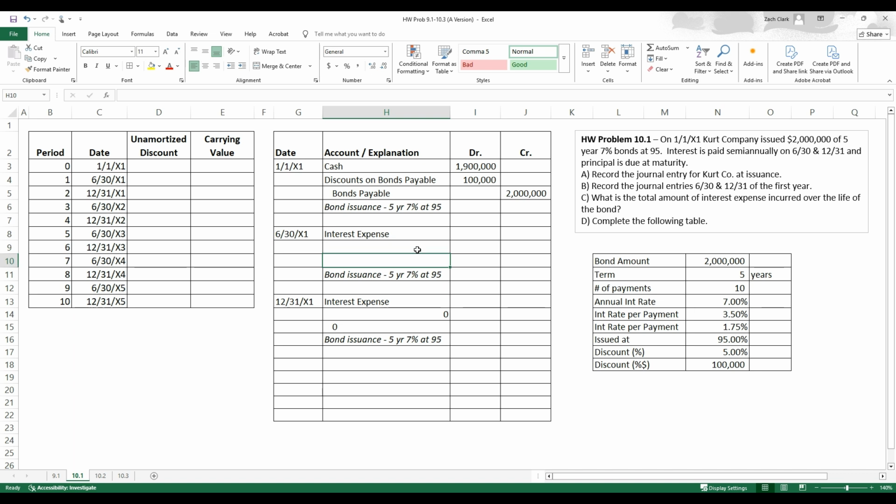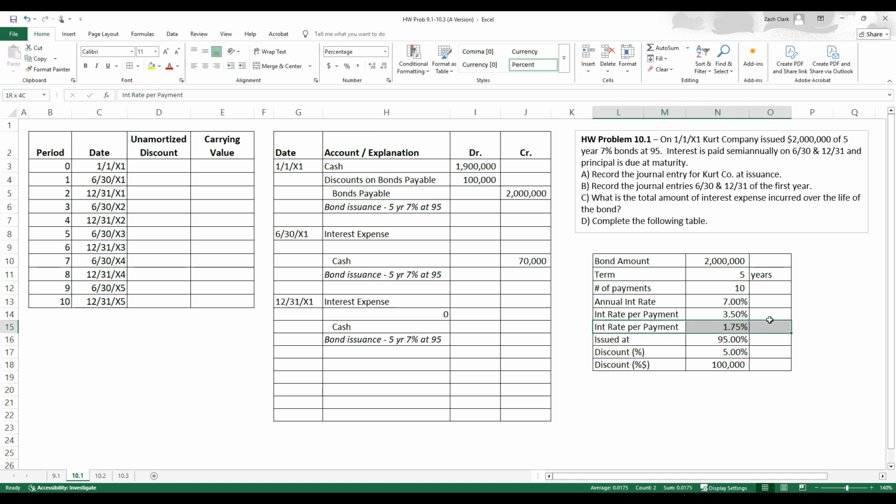But okay, so we have the interest expense. We have cash that's going to be paid. You can see that updated, so it's got the same journal entry. Pretty cool. We have cash that's going to be paid, but then we have a discount amortization that's going to make the interest expense go up. So when it comes to the amount of interest to be paid, we take the 3.5% there, interest rate per payment, times the bond amount of $2 million. So that's 70,000.